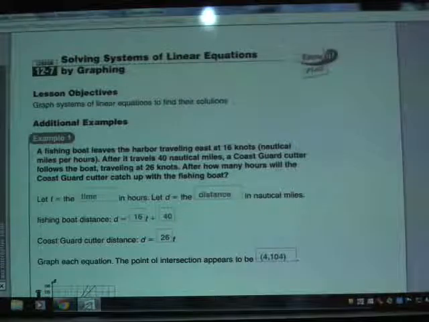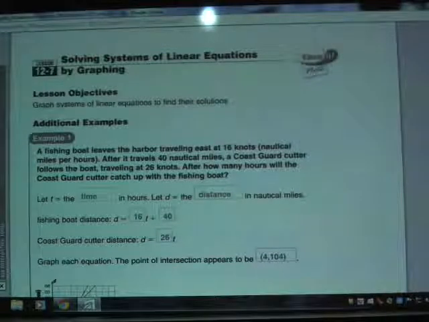Chapter 12, Section 7 in the 8th grade textbook is entitled Solving Systems of Linear Equations by Graphing. So, let's get some clarity here on what we're talking about, because that title alone might have confused some people, and I can understand that. What is a system of equations?